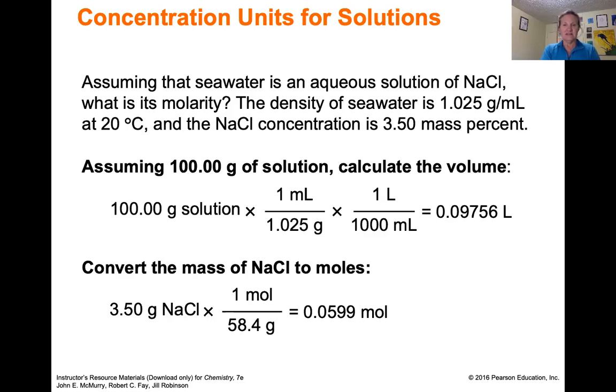So it tells us that the density of the seawater is 1.025 grams per milliliter when we're working at 20 degrees. And the sodium chloride concentration is 3.5 mass percent. So they want us to take mass percent units, let's go back, and convert it to molarity.